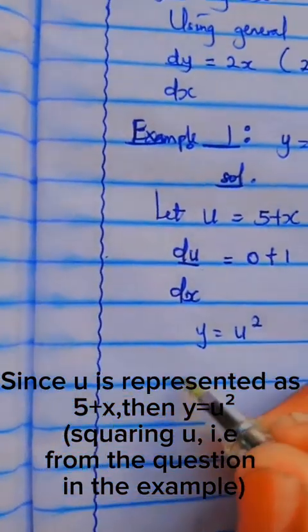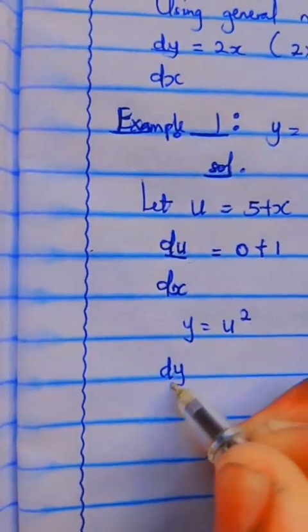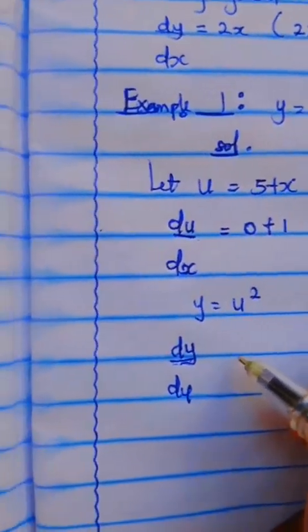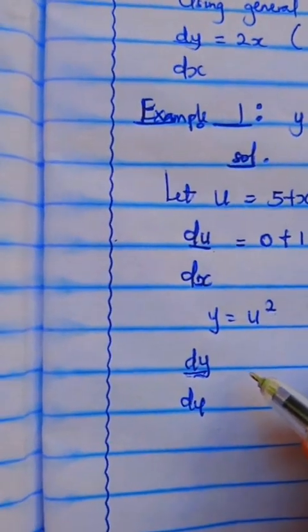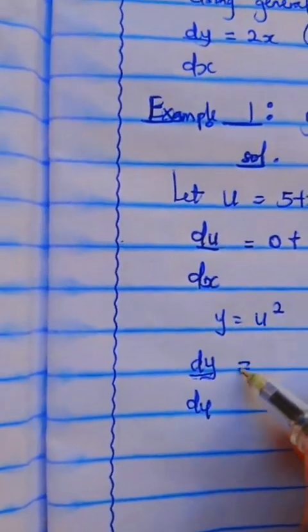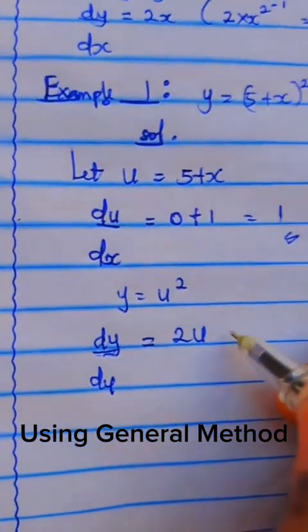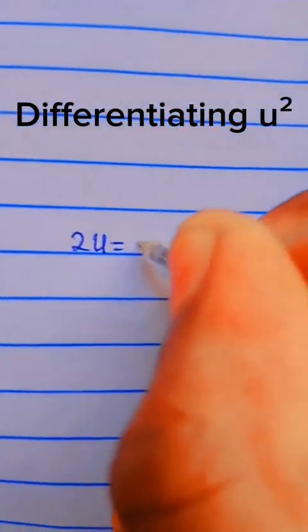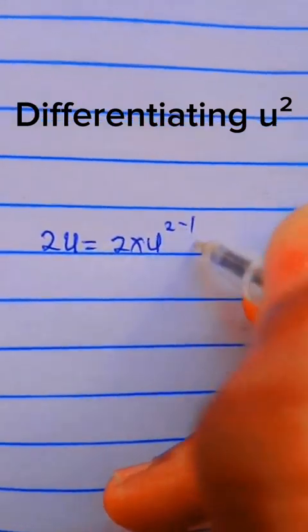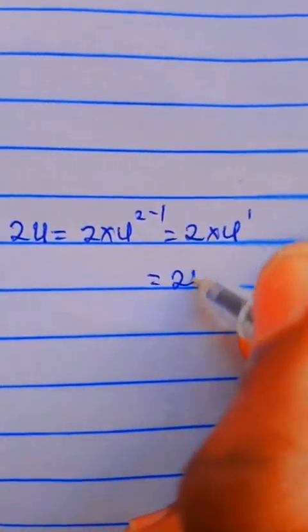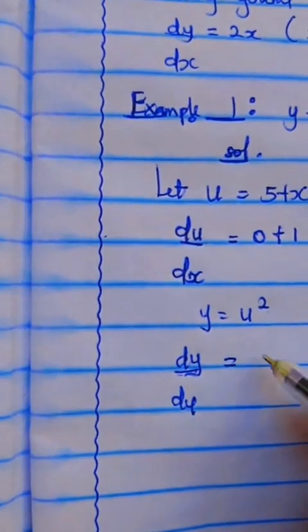Let's differentiate y with respect to u. We'll have dy over du. So y equals u raised to power 2. Dy over du now will give me 2u. How did I get my 2u? I'm using the general method to differentiate u raised to power 2. 2 times u raised to power 2 minus 1. That's 2 times u raised to power 1. That's 2u.